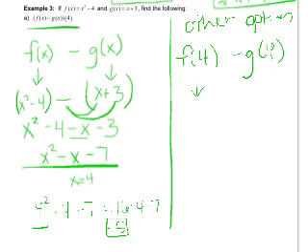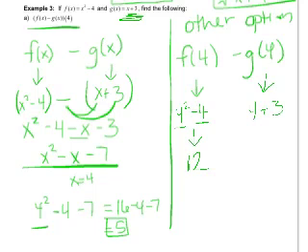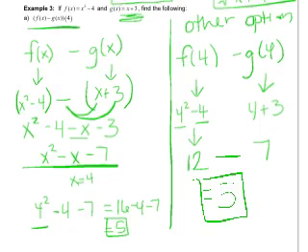So f of 4. We go up to our f function. It's x squared minus 4. So that's 4 squared minus 4, which is 16 minus 4 is 12. Then I take g of 4. So I'm plugging in a 4 into my g. So that's 4 plus 3, which is 7. But don't forget that we are subtracting those things. So 12 minus 7 is 5. Notice we get the same thing.